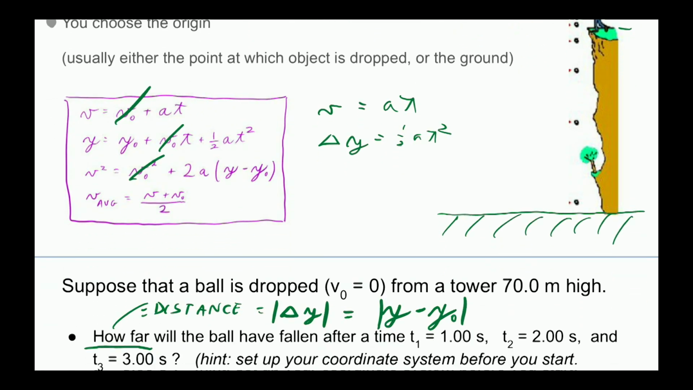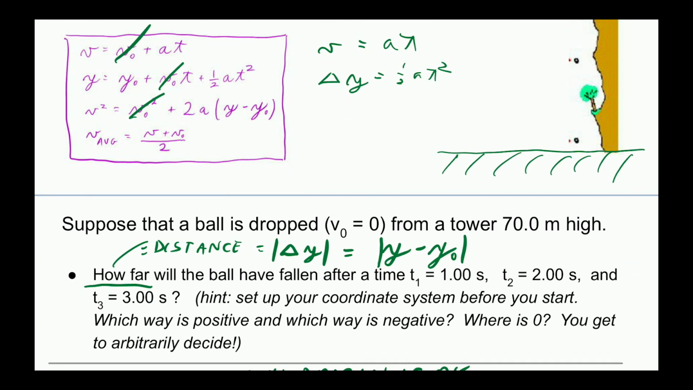Do I need to solve it? Probably not, but let's talk about the approach. Here's a problem statement: if I drop a ball from some height, how far will it fall after a given time? When it asks how far, it's asking a distance question. So we can calculate displacement, y minus y0, and then take the magnitude of that, and that's the distance it falls.